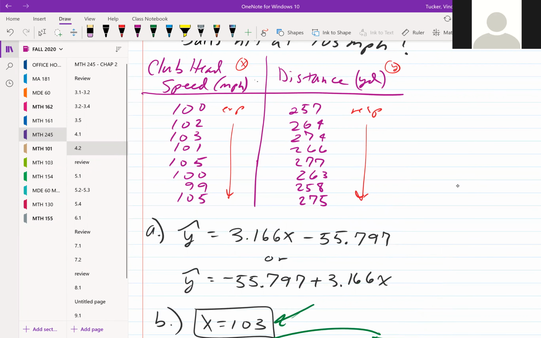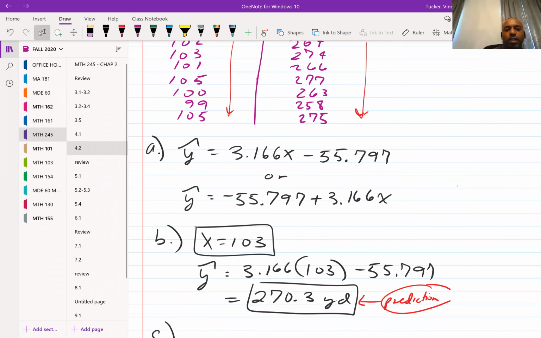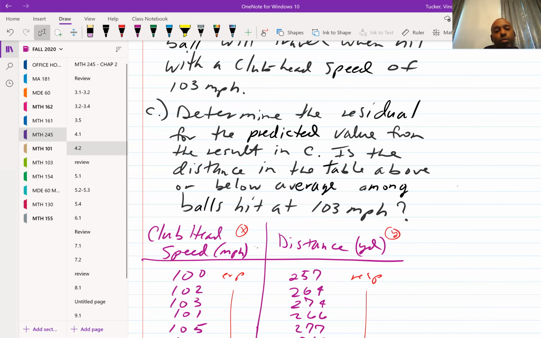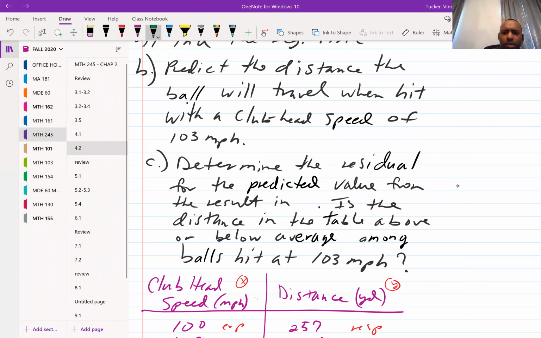All right. Any other questions on A or B before we go to C? All right. So C asks us to determine the residual for the predicted value from the result in C. That should have been from the result in B, right? So determine the residual for the predicted value from the result in B.